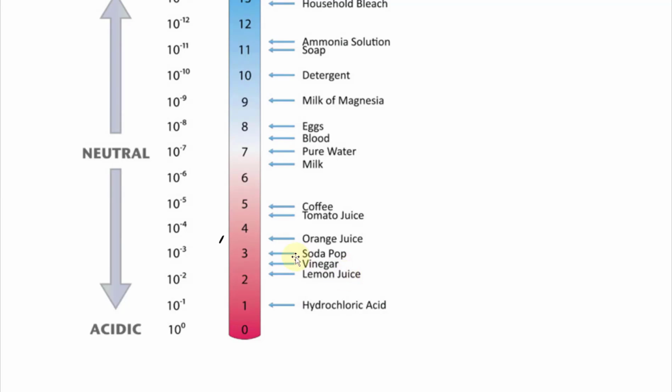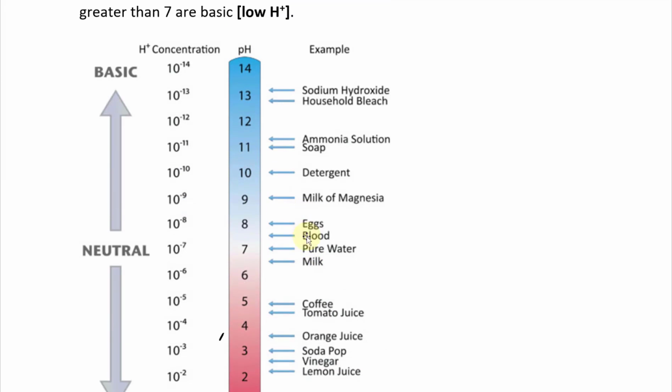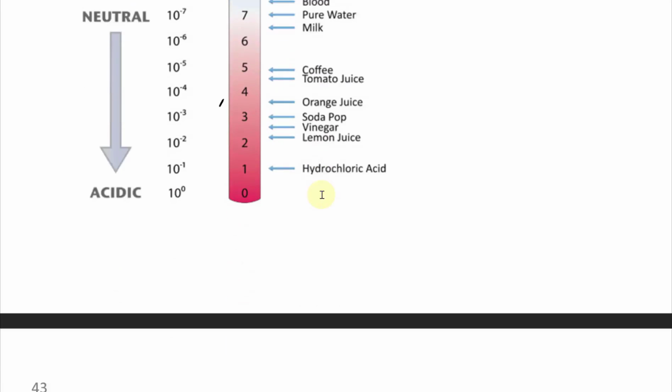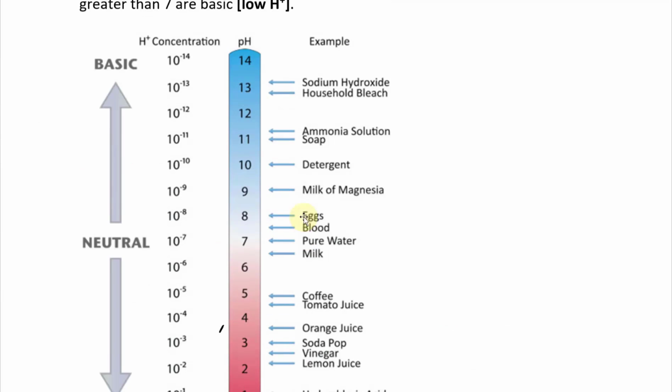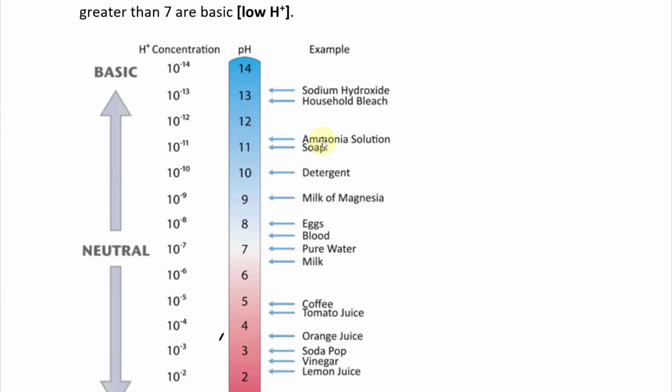Lemon juice, vinegar, soda pop, orange juice, tomato juice, coffee, and milk is more neutral. Pure water is just right in the middle, which is an interesting definition of how they got it like that. Then you have blood, which is slightly more basic, but still on the neutral side. You have eggs and milk of magnesia. I think I go over that in a bit. Then you have detergent, ammonium solution, and soap. Soap is more basic, and these want to pick up a bunch of acidic stuff.